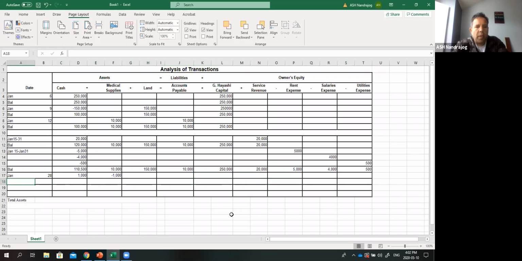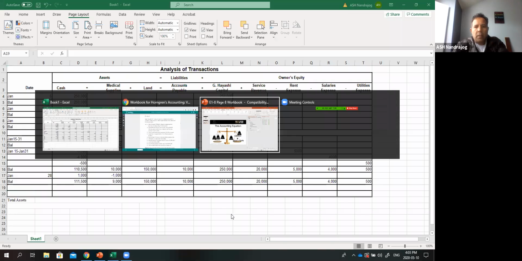So now we can write down the balance, and we should now have a total of 111,500, and medical supplies would be 9,000, and we went down by 1,000. So land is 150,000, 10,000 is the accounts payable, capital is still 250,000, service revenue is still 20,000, and rent expense is 5,000, and 4,000 is the salaries expense, and utilities expense is 500. All right. Now let's look at what happens next.